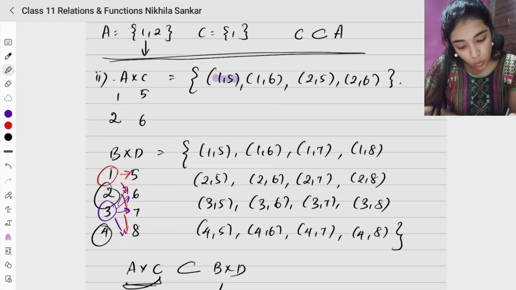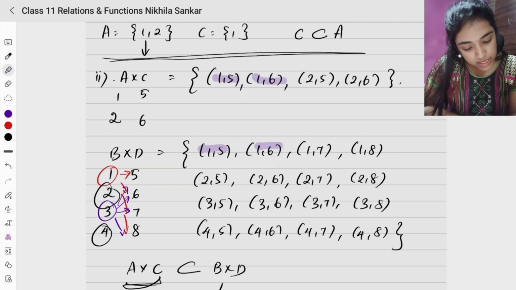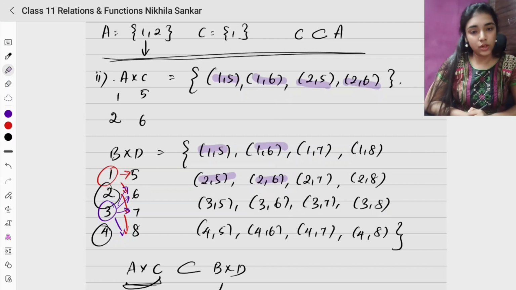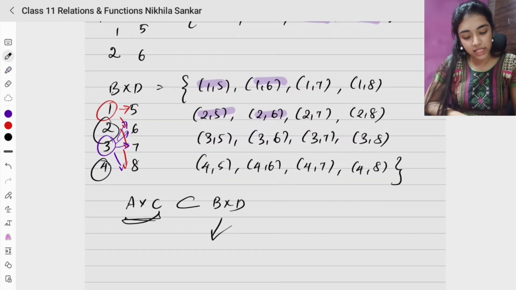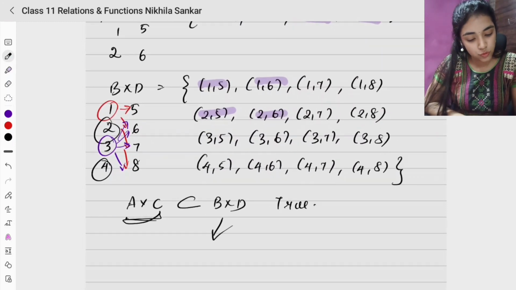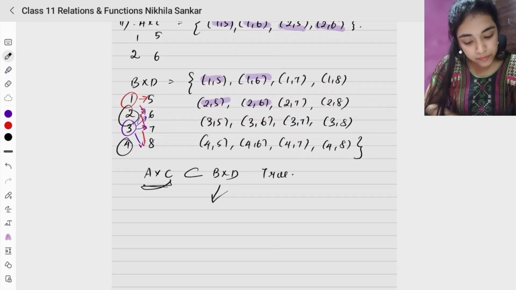So I have 1, 5 and 1, 5. 1, 6, 1, 6, 2, 5, 2, 5, 2, 6, 2, 6. So I see that A cross C is a part of B cross D. Correct? So this is going to be true. Okay, please copy.